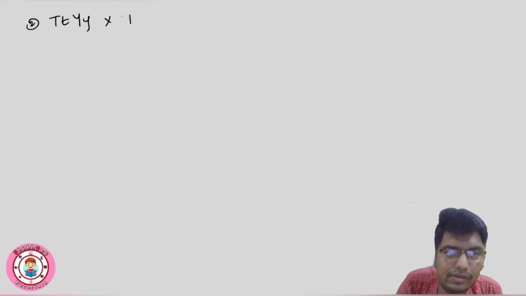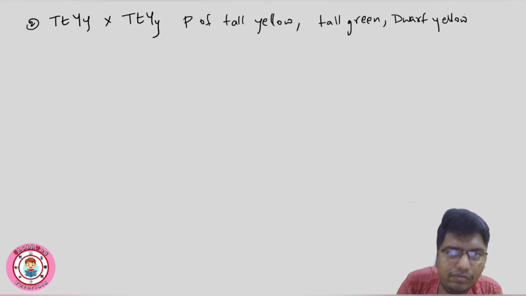This is a dihybrid cross. Tall yellow. Right? Then we want to find the probability of tall yellow, then tall green and dwarf yellow. We want to find the probability of this. Right? So as we know, this is a dihybrid cross. Two alleles are there. So dihybrid cross. Two allele means allelic pairs. Right?